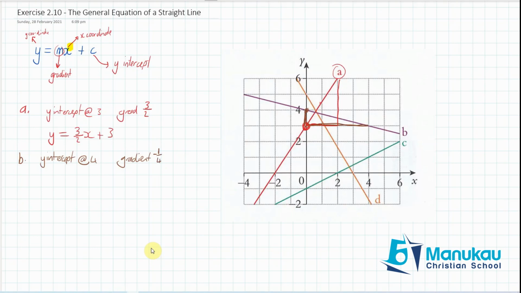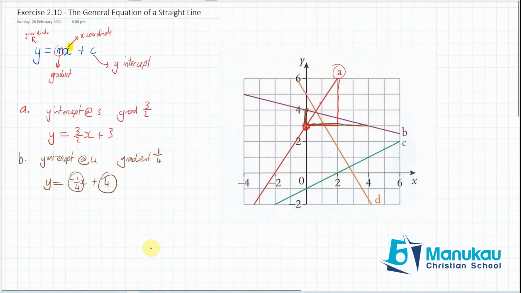That means every time you go across 1, you go down 1/4, or every time you go across 4, you go down 1. So that's the gradient. So therefore we say y is equal to negative 1/4 x plus 4. This is our gradient, oh, not the x, the negative 1/4, and this is our intercept.